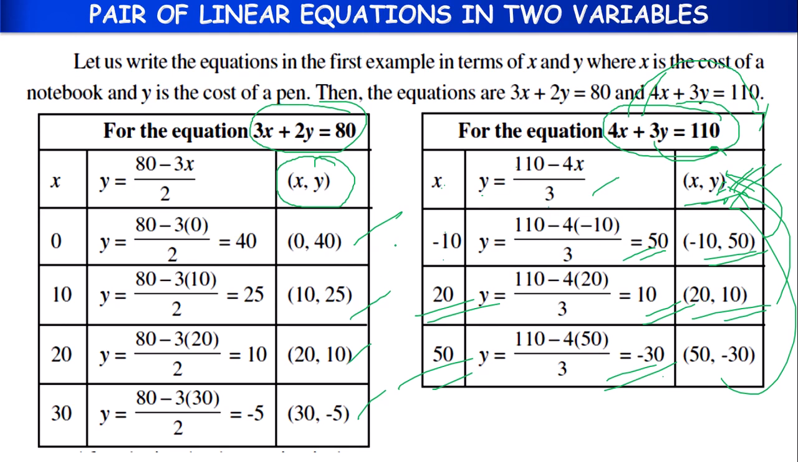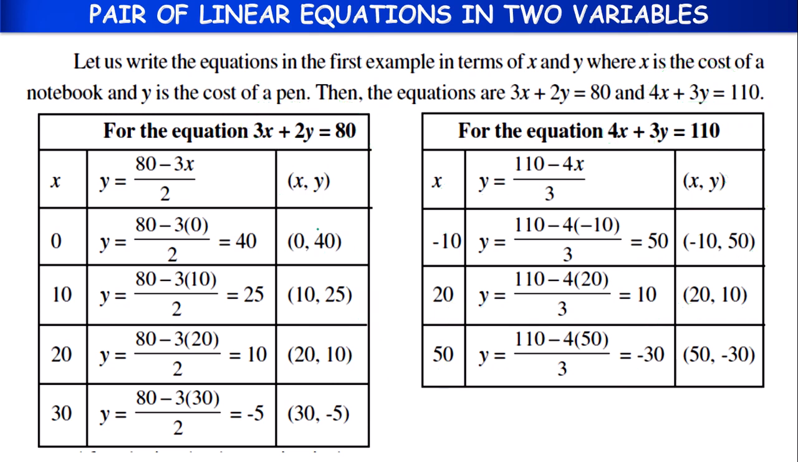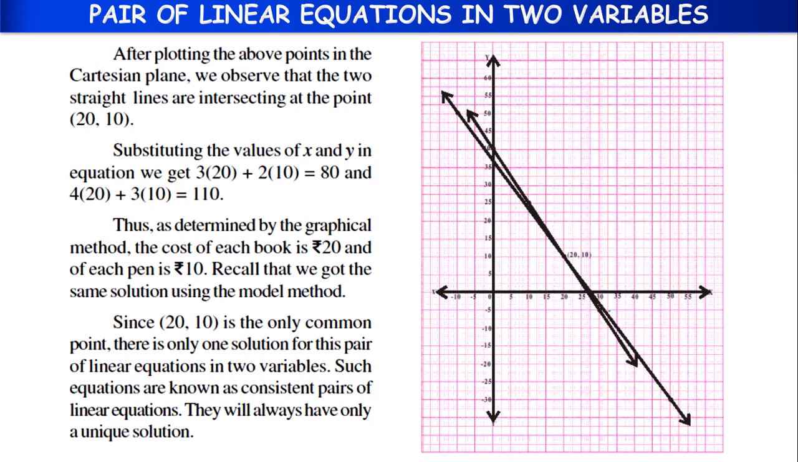So now let's draw these equations. Let's plot these points on the graph paper. If we join these points on the graph paper, then we will get a line representing the first equation. So the first equation can be represented on the graph paper with the help of these ordered pairs. So we will get one line.